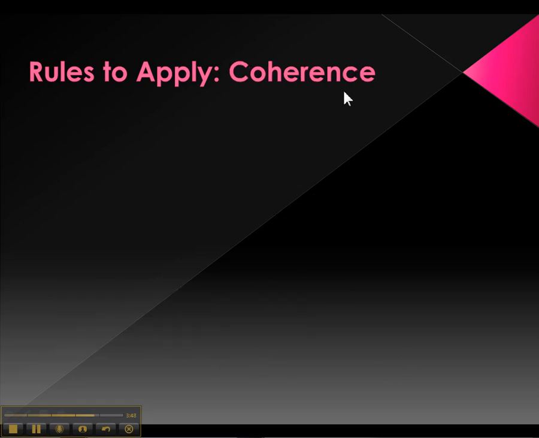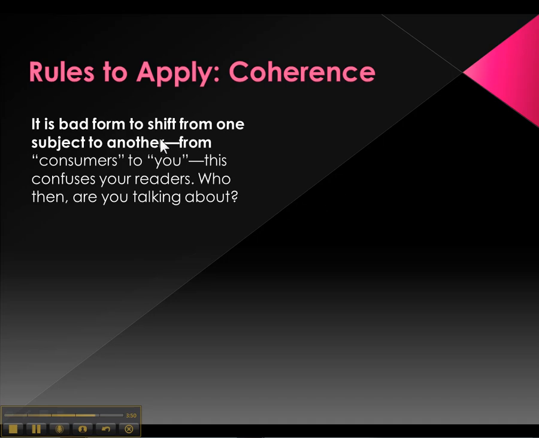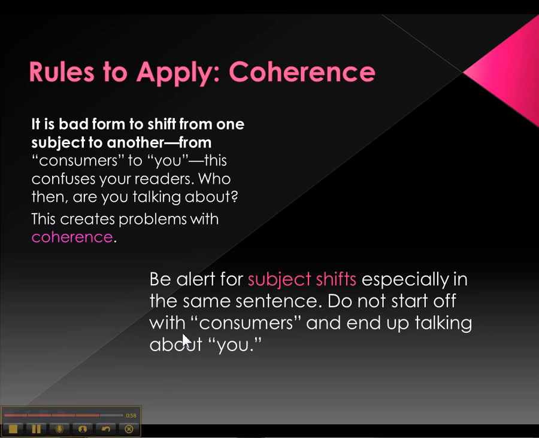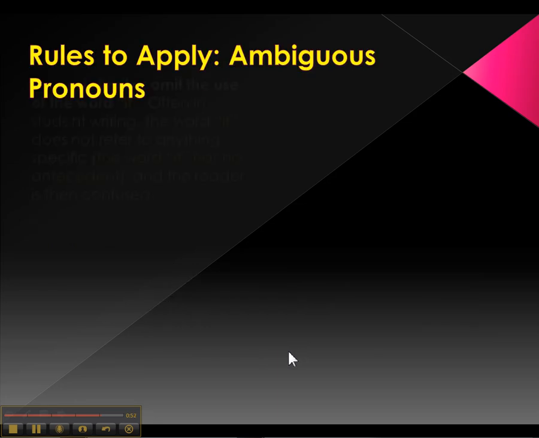Second rule, coherence. And that means it's bad form to shift from one subject to another, from consumers to you. This confuses your readers. Who then are you talking about? So that creates a problem with coherence. To edit that out, be alert for subject shifts, especially in the same sentence. Do not start off with consumers and end up talking about you.